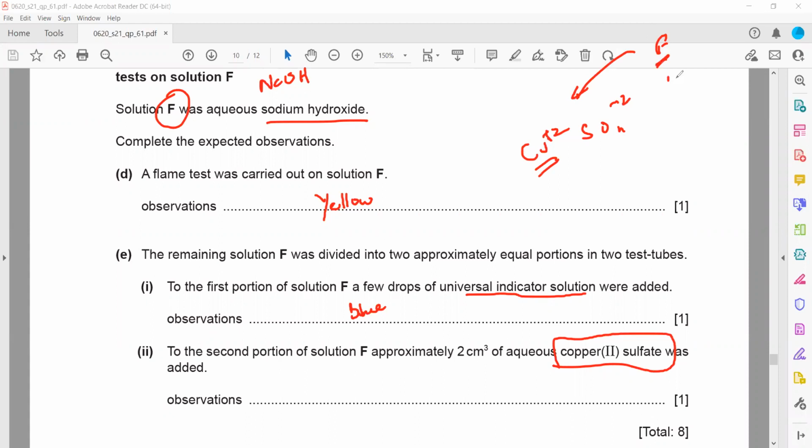And approximately 2 cm cube of copper sulfate was added. So a small quantity is added. So we will get a blue precipitate. If we add excess of aqueous ammonia, then what will happen? In excess of aqueous ammonia, copper will dissolve and give a deep blue solution. But in the presence of sodium hydroxide, it will always give us the blue precipitate.